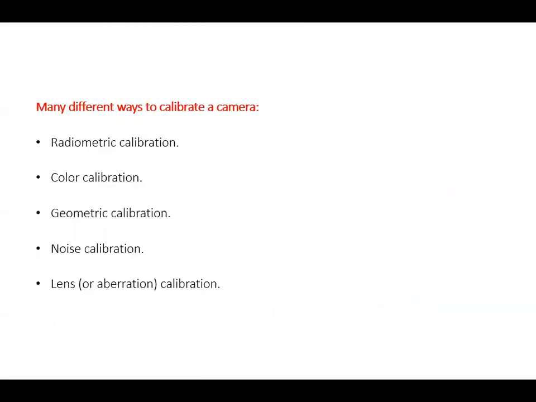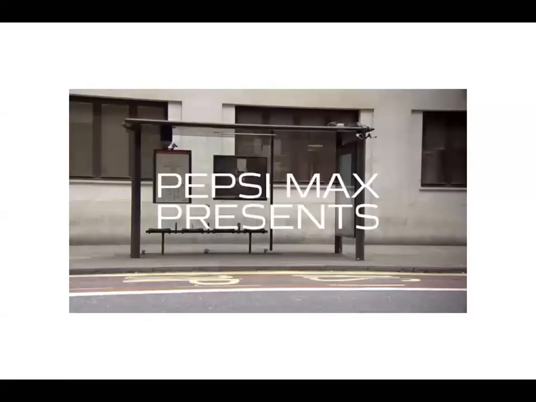So I just want to highlight that there are many different ways to calibrate a camera: radiometric calibration, color calibration, geometric calibration, noise calibration, lens or aberration calibration. So there is a lot of calibration that you need to go through, and it will depend on what exactly you are interested in calibrating. So here I just showed you a little bit of the projections of the matrices and how you can play with all of these things, which ends up, by the way, later on in augmented reality.